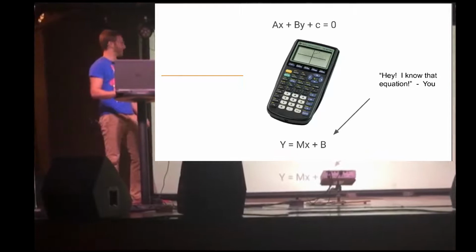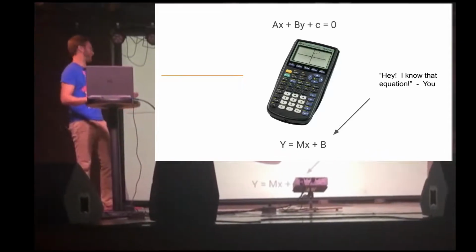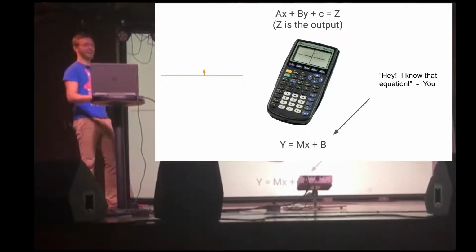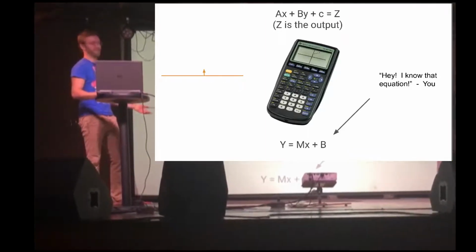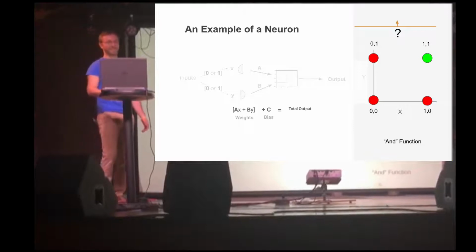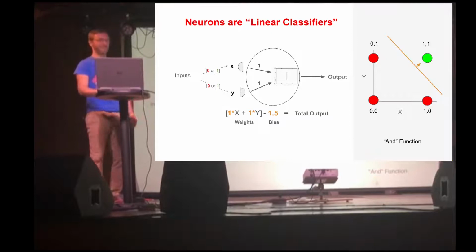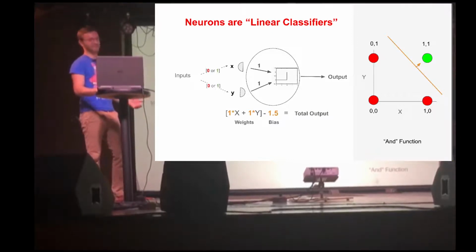And the only extra thing to know is if instead of setting it equal to 0, you set it equal to a value, you're basically saying things on one side of this line are a high number and things on the other side are a low number. So if you want to classify this AND function, you just got to pick A, B, and C, so you draw your line here, which means that neurons are a type of linear classifier.